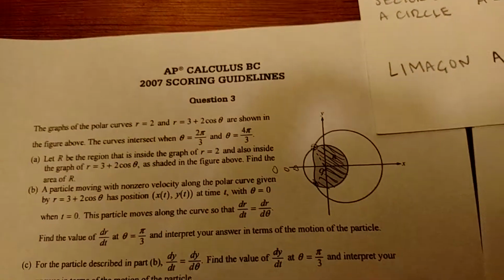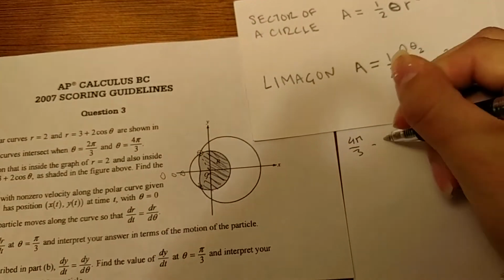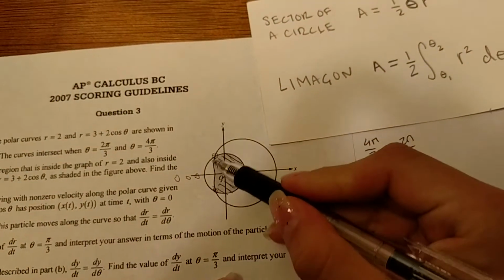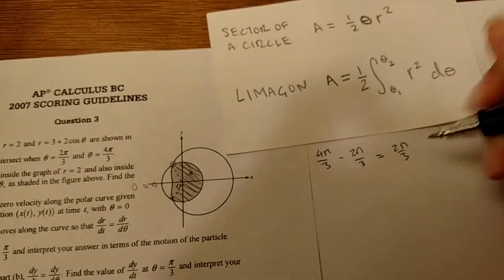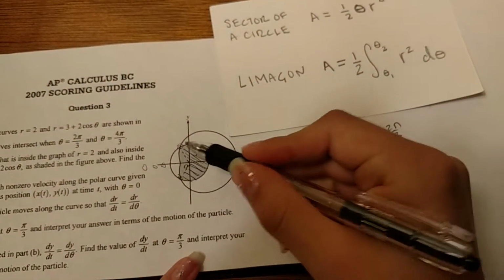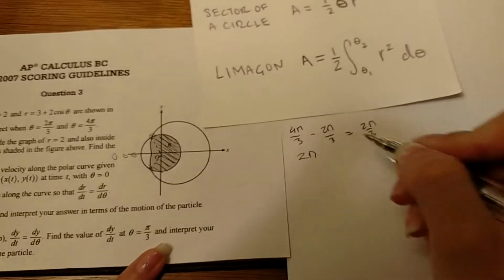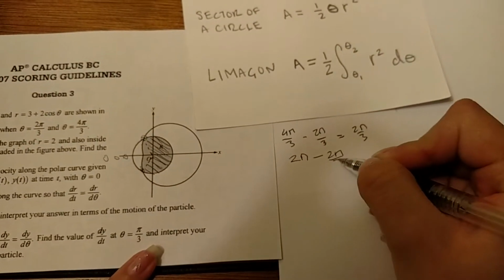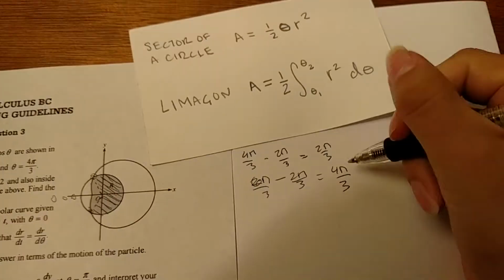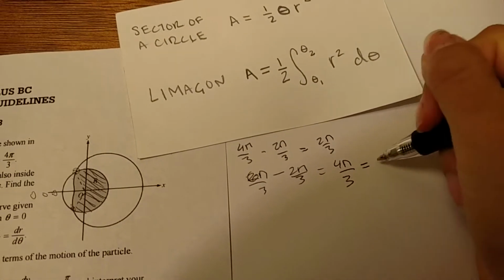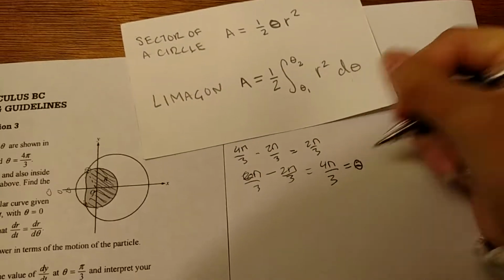So what you're going to do is take 4 pi over 3 minus 2 pi over 3, so that's going to give you this part right here, and that's going to be 2 pi over 3. But that gives you the empty part, and you want the Pac-Man shaped part. So the whole circle is 2 pi, minus 2 pi over 3, and that is 4 pi over 3. This 4 pi over 3 is going to be equal to your theta. That's part of this equation right here. So this is your theta, 4 pi over 3.